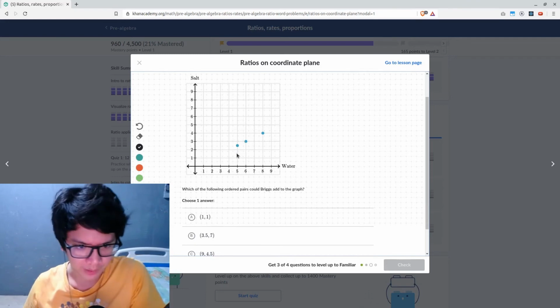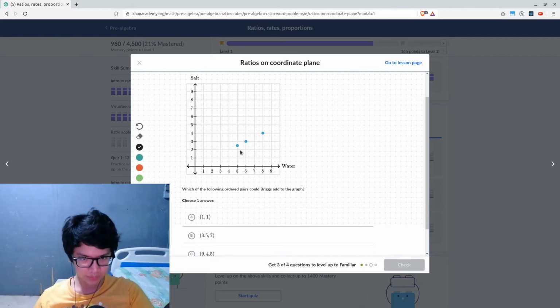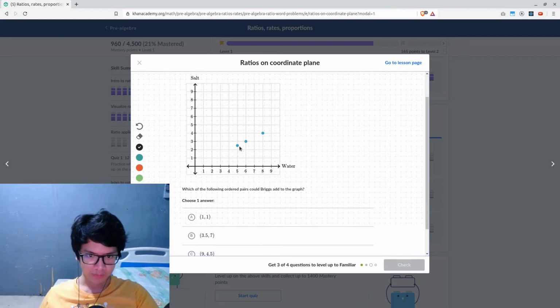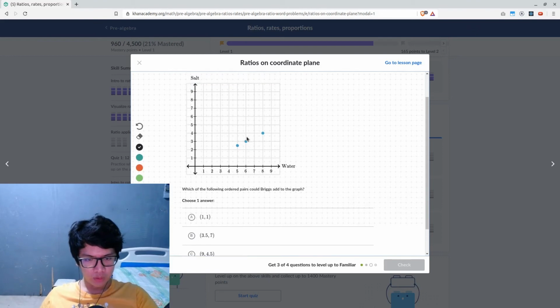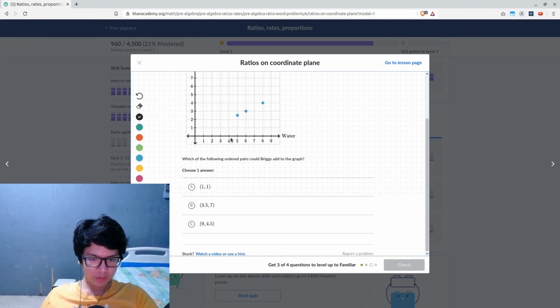So for every 5, you have like 2.5. So half of it, okay. So I have 6, I have 3, and I have 4. So your salt is half. So 1 C would be the answer.